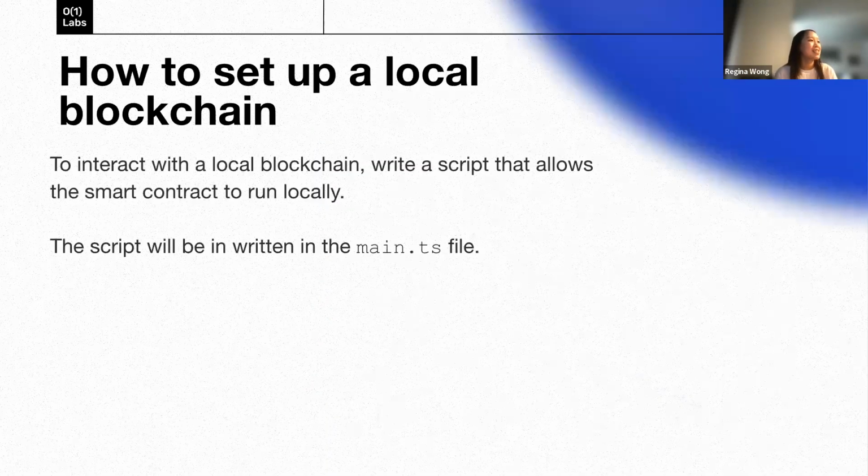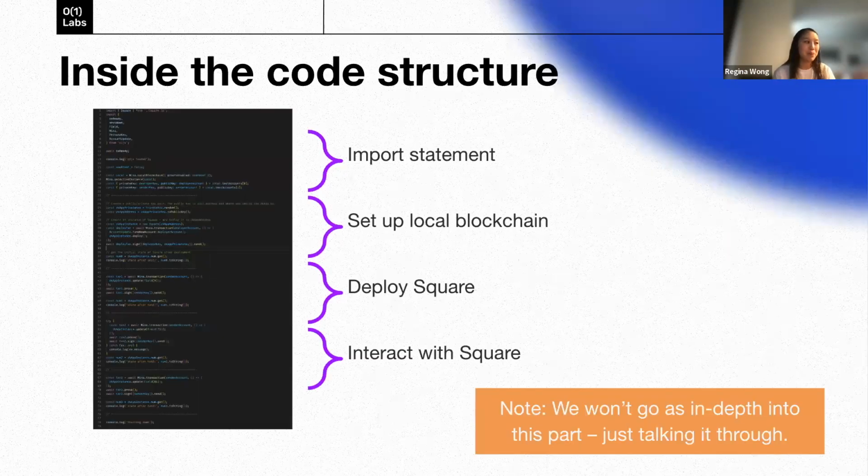To set up a local blockchain, we're going to write a script that allows us to run the smart contract locally, and that script will be in the main TypeScript file. It's a much bigger code snippet, but I will break it down. It's also quite similar to how the smart contract was set up.